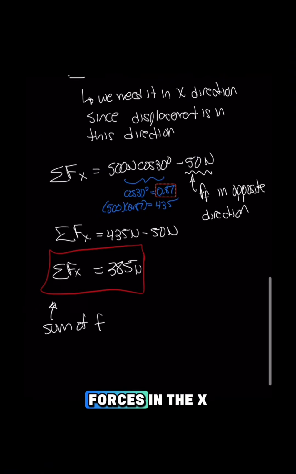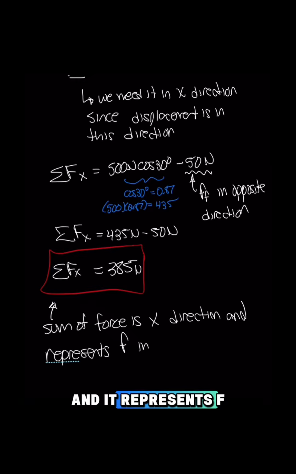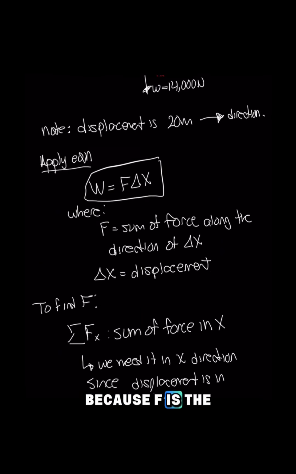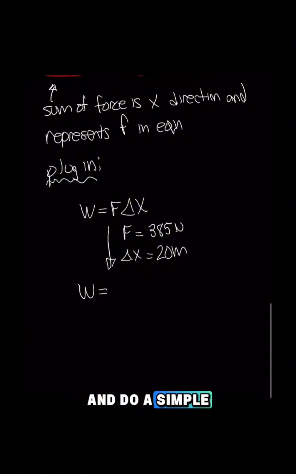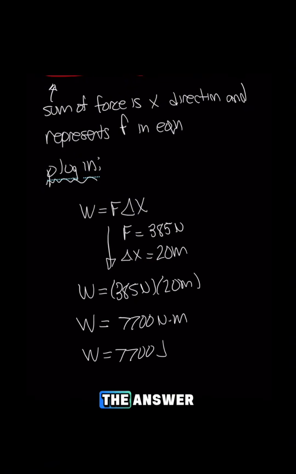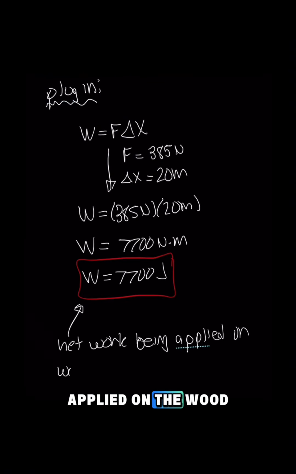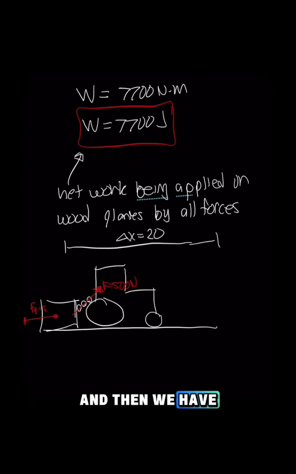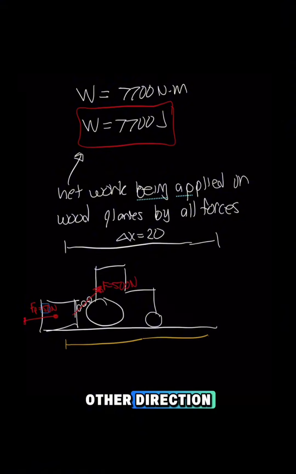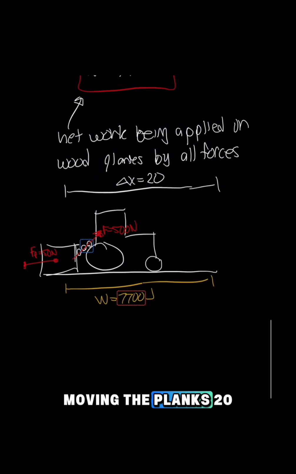So this is the sum of forces in the x direction, and it represents F in our equation because F is the sum of forces along the x. If we plug both these values into our work equation and do a simple multiplication, we get this for the answer. So this is the net work being applied on the wood planks by all forces. If we look at our diagram here, we have delta x equals 20, force applied 500 newtons, and the force of friction 50 newtons in the other direction. The work involved in moving the planks 20 meters is going to be 7,700 joules.